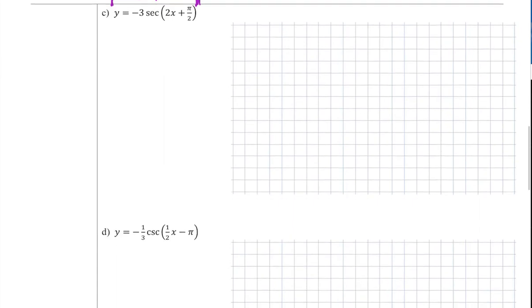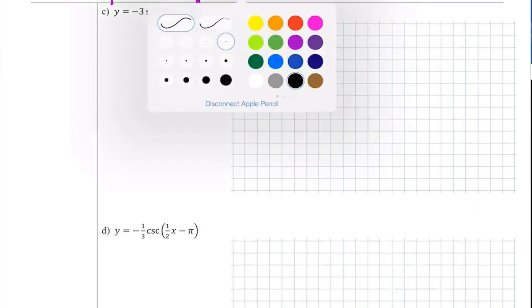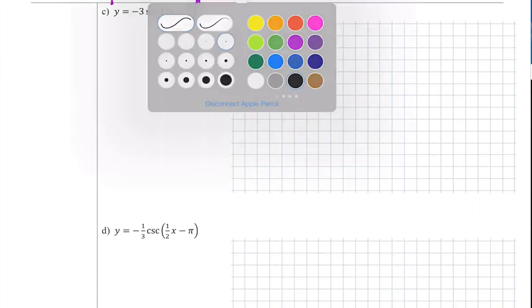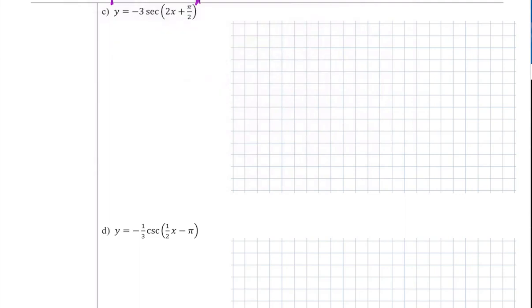Okay, all right. Looking at problem C, we have a secant function. Now remember, secant is the reciprocal of the cosine function. And when you're graphing the secant function, what you want to do is see one full wave of the cosine function starting at the midline, hitting the peak, midline, valley. So it goes like this. So what you want to see is your cosine function in full form, one peak, one valley.